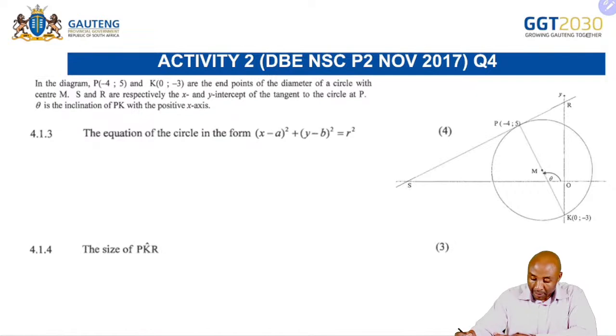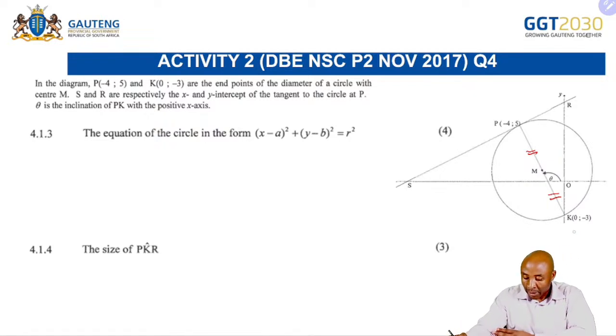The equation of the circle in the form. Now, you are able to see that we were not given the equation of a circle. We must determine it from the diagram. If you check, M, the center of the circle, is the midpoint of PK. So if it is the center, you can conclude that PM should be equal to MK, because M is the center, PK is the diameter, PM is the radius, and MK is also another radius. Diameter is 2 times the radius.